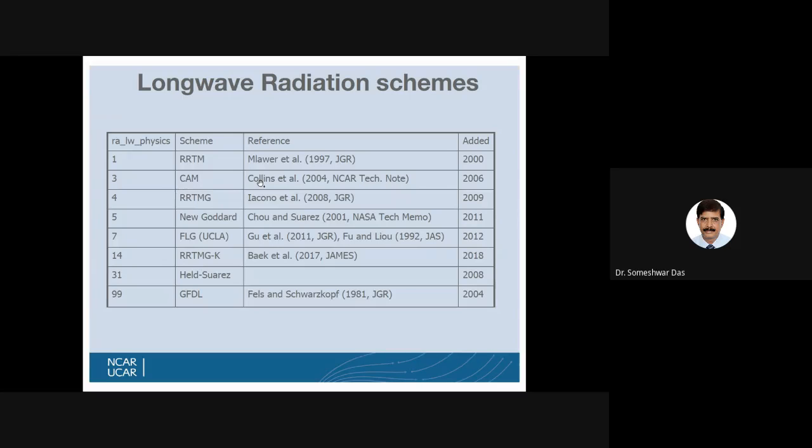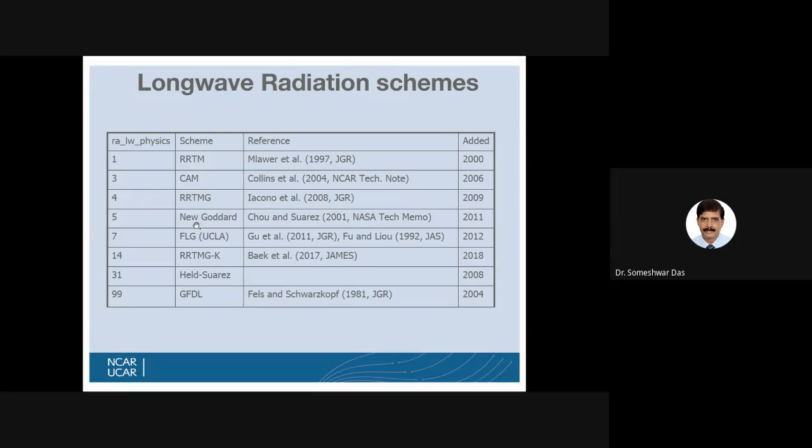This scheme was proposed by Collins et al., published in 2004 in an NCAR Technical Note, and was incorporated in the WRF model in 2006. If you choose option 4, then it is RRTMG, a slightly modified version of RRTM. It was modified by Iacono et al., 2008, published in JGR, Journal of Geophysical Research. It was implemented in the WRF model in 2009, and so on, each of them.